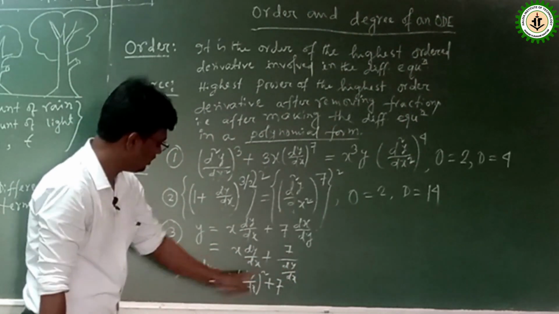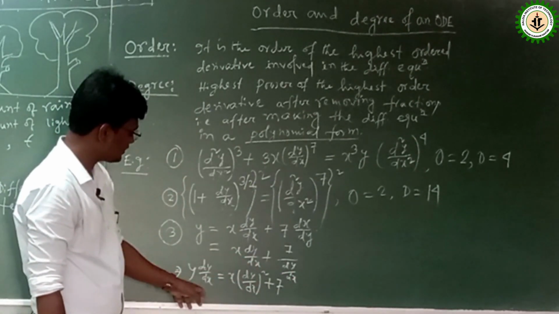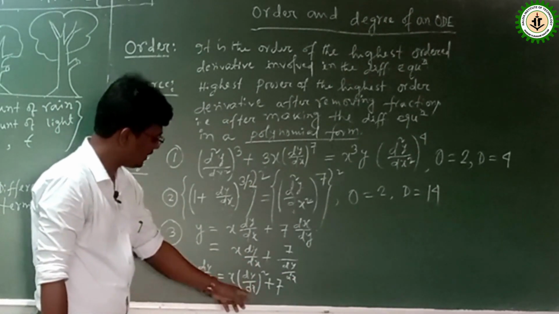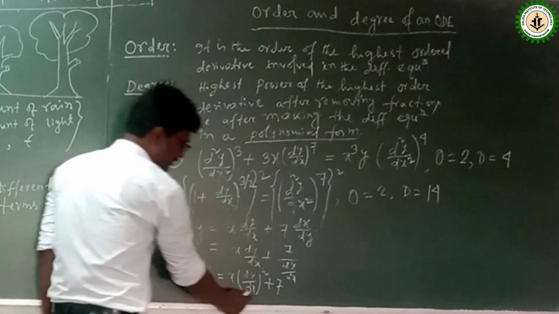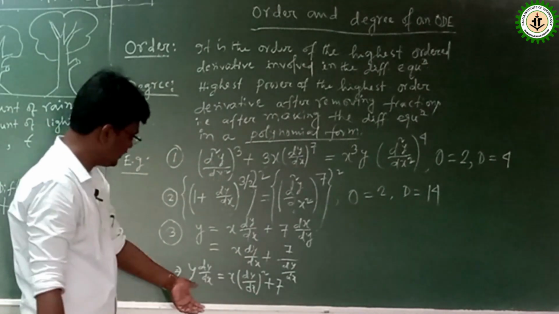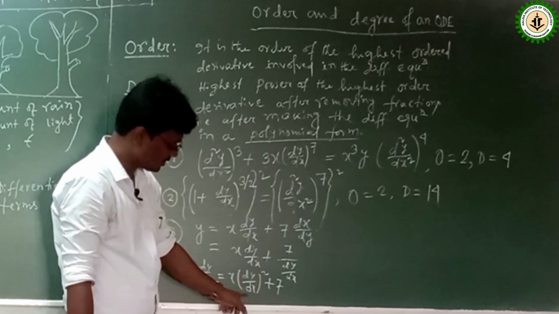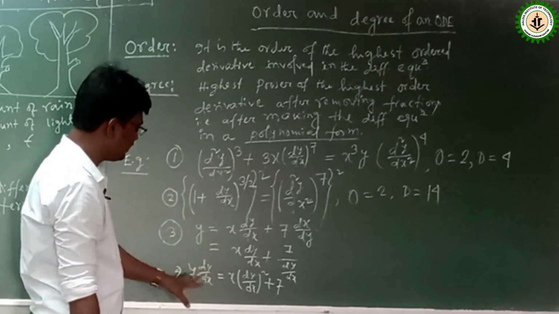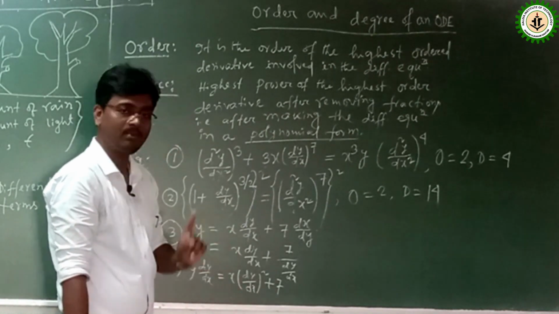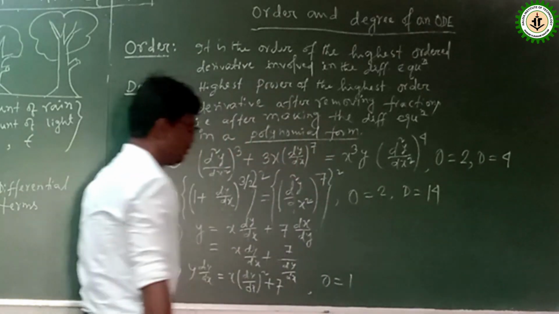Okay, so now simplify this. If you simplify this, y into dy by dx equal to x into (dy by dx) square plus 7. So now look, for this differential equation, the highest derivative is of order 1, meaning this is a first order derivative and this is also a first order derivative. So clearly the order of this differential equation is 1.